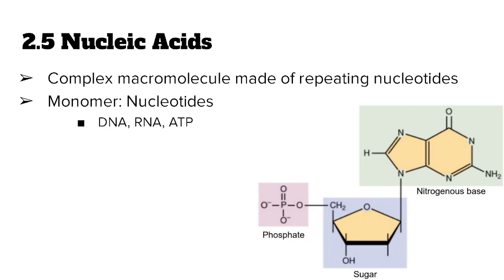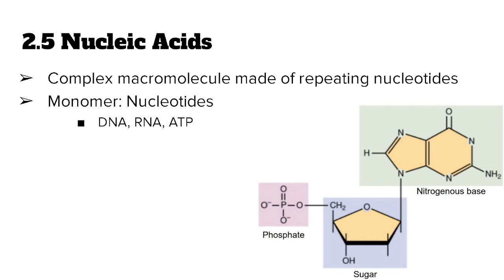Nucleic acids are kind of what we're going to jump into a little bit later in the year, not next unit, but the unit after, when we talk about DNA, and we really dive deeper into DNA. So nucleic acids are a macromolecule that has a bunch of repeating nucleotides. So in this case, our monomer is a nucleotide. This one on screen is DNA.